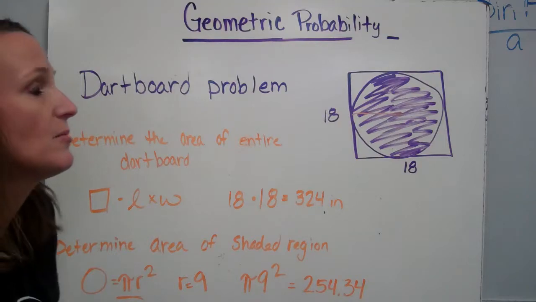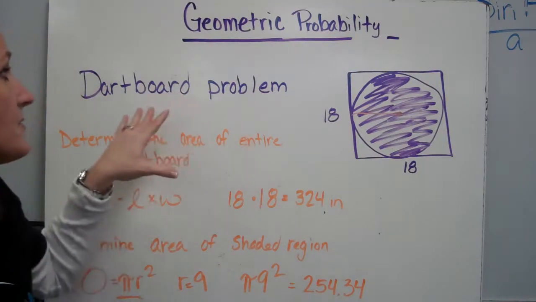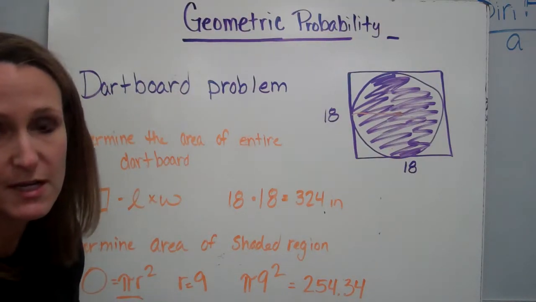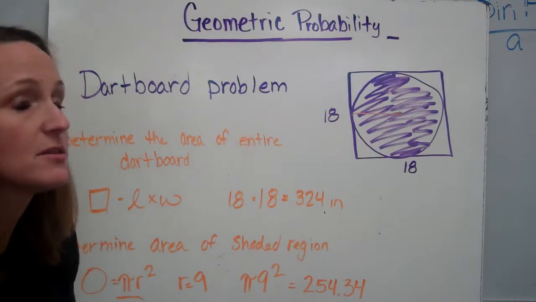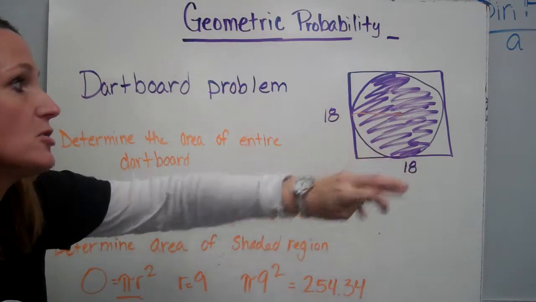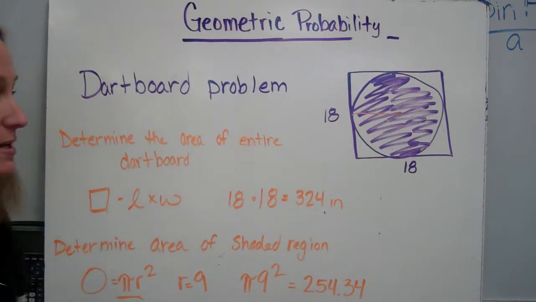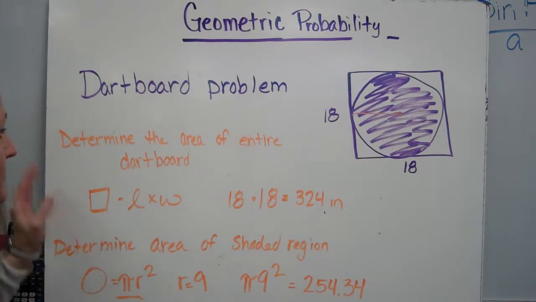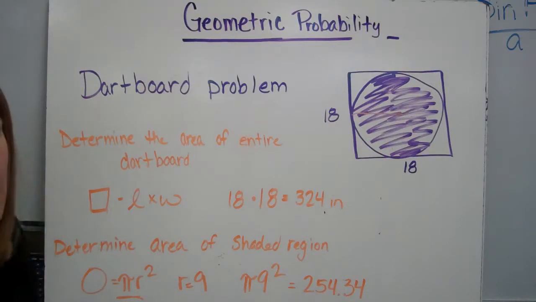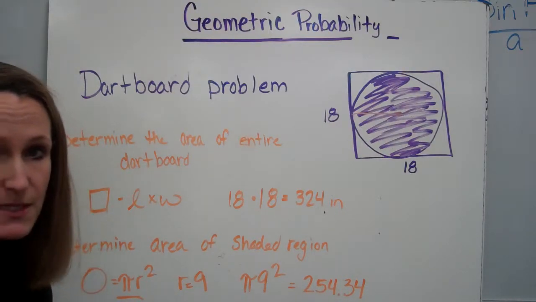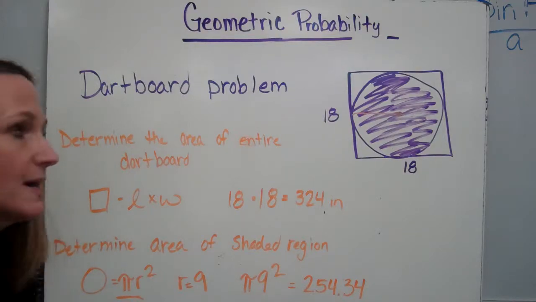Talk about geometric probability. On your notes, you have some information about a dartboard problem where your friend has a dartboard and you get points by hitting the shaded region. So you want to figure out what is the probability that if you throw a dart, it will land in that shaded region. So the first thing you have to do is determine the area of the entire dartboard. If you don't know your basic area formulas, now's a good time to go back and study them.